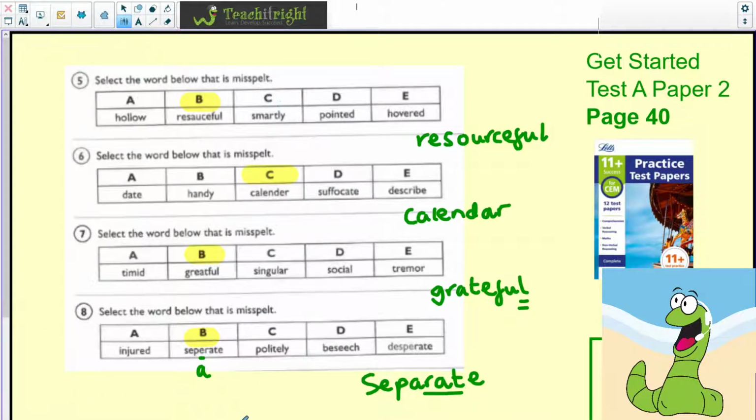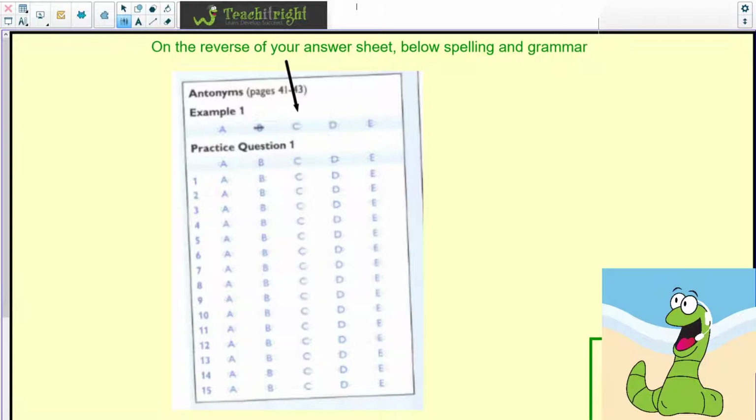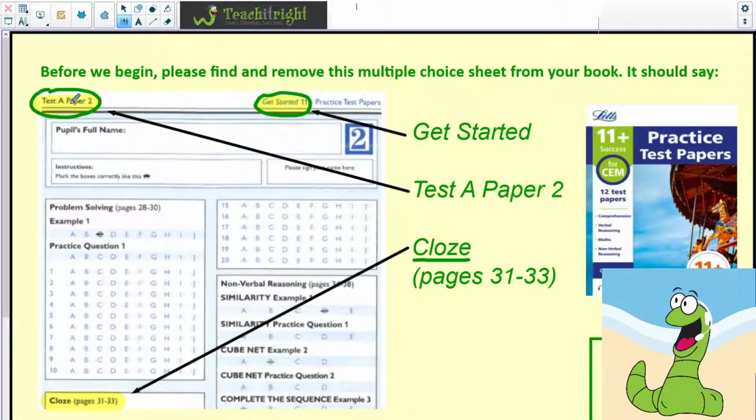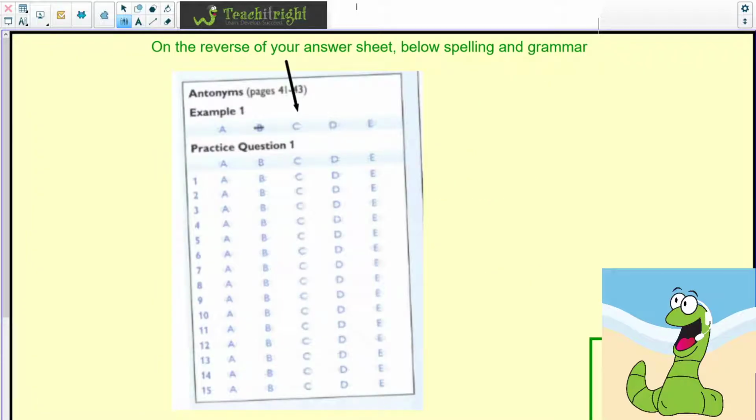So that's the 8 questions that you had within your spelling and grammar section. So we're now going to move on, and we're going to be having a look at the antonyms section. Now this is the opposites, and these are on pages 41 and 43, and then the multiple choice sheet, you are on the reverse of that. So again, just as a reminder, you need to be on Test A, Paper 2, and it's the Get Started, and on the back of this sheet you will hopefully be able to spot that you've got the antonyms section.